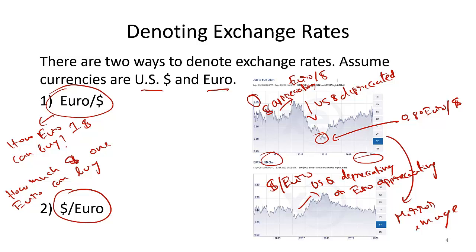In the first graph, the US dollar is depreciating when the graph is going down, but in this case, when the graph is going up, the US dollar is depreciating because now the euro can buy more and more dollars. And always remember, if one currency appreciates, the other has to depreciate by definition. So let's move on and discuss a few more things.